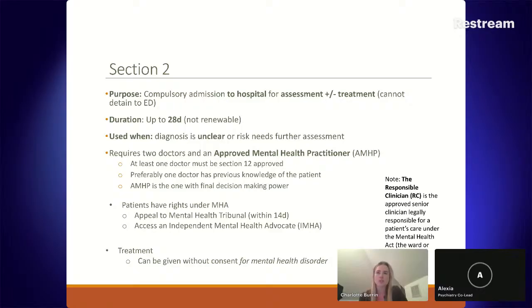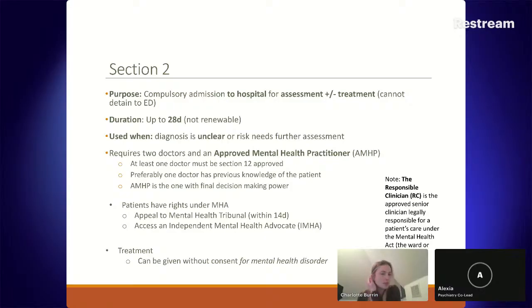What's important to note, though, is that you cannot treat physical health conditions under the Mental Health Act. So if somebody becomes physically unwell under a Section 2 and needs treatment for that and they're refusing, you can't treat them against their will under the Mental Health Act. And that would need to be done under the Mental Capacity Act, which we'll come on to a bit later.